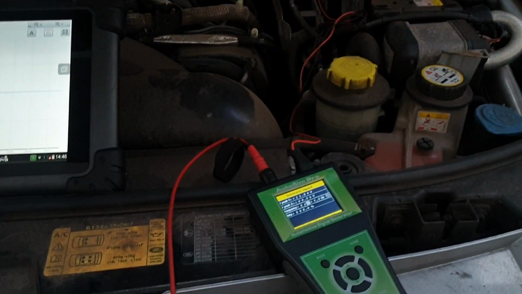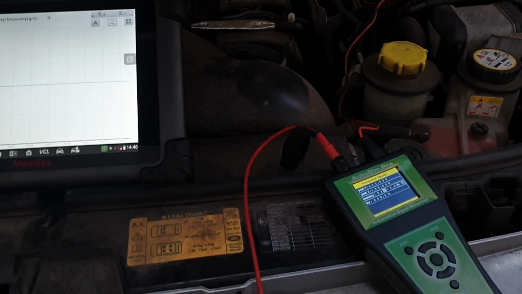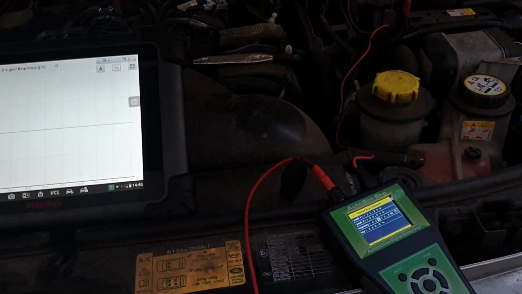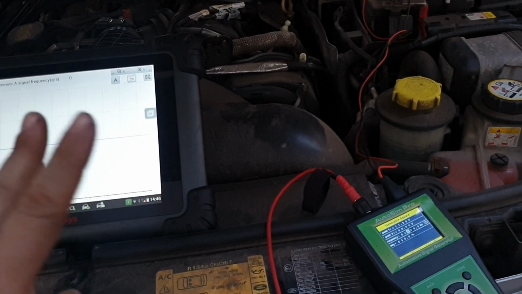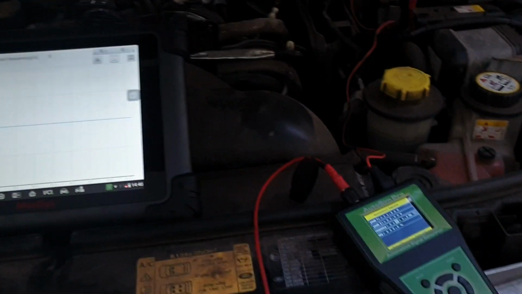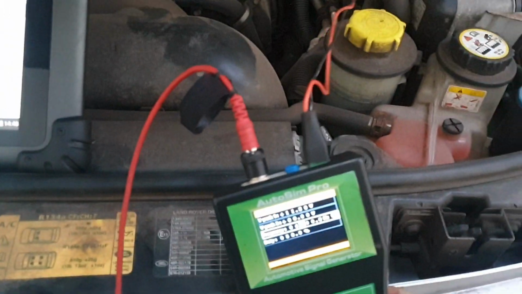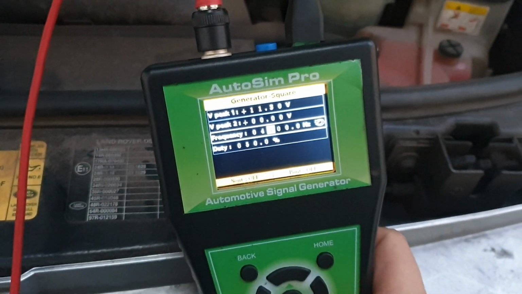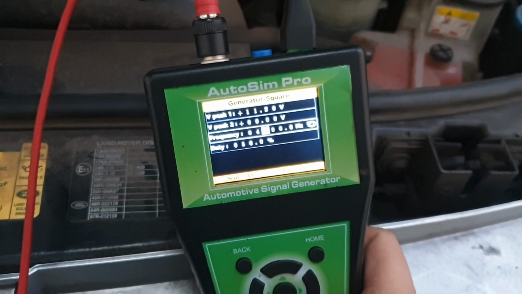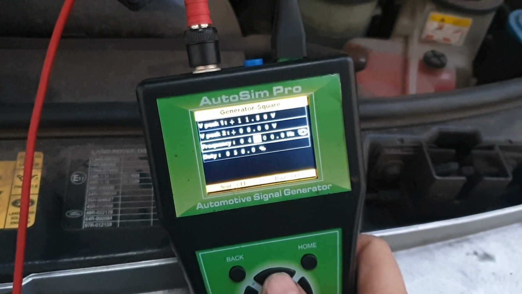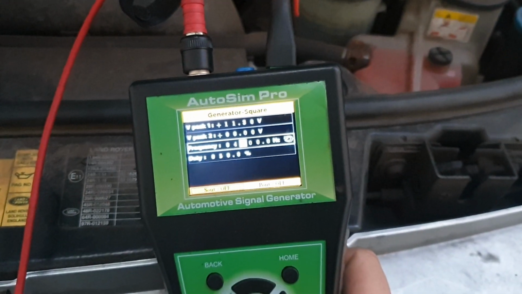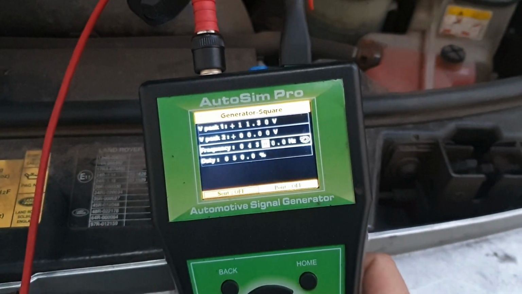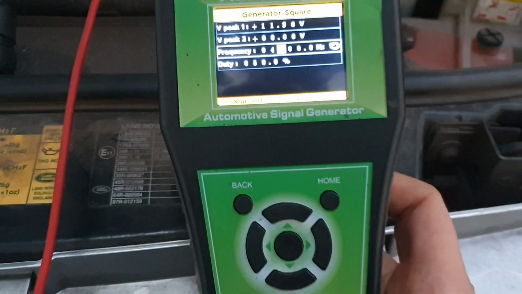So we can use a sensor simulator, which we have here, to bypass test this fault. We can identify whether the mass airflow sensor is the only fault, or whether there are two separate faults. Using the sensor simulator, we're going to input a frequency and a voltage, generating a square wave. I've put in 11.3 volts, between 0 and 11.3, at 4,300 hertz.